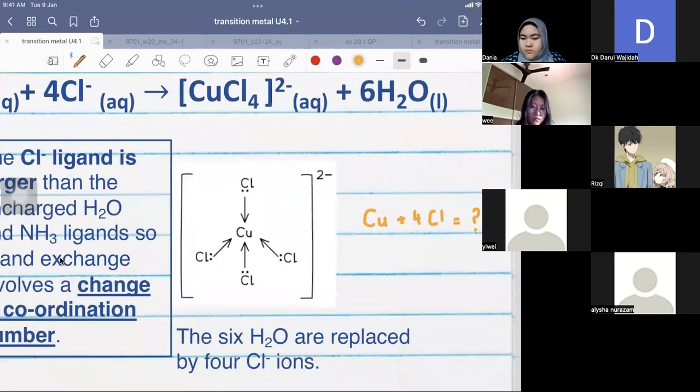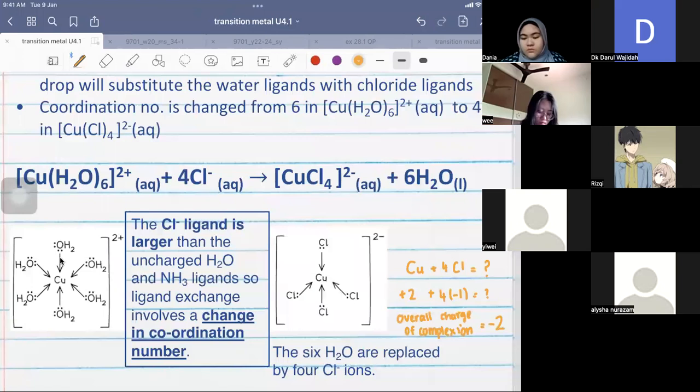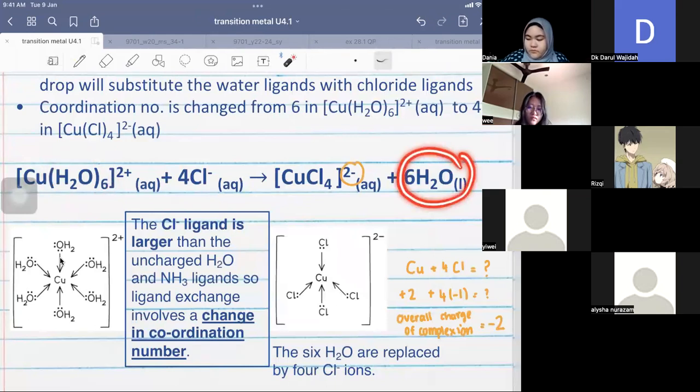This is how I work this out. I know that copper is +2. This is not an oxidation reaction, so the oxidation state of copper doesn't change. Plus, chloride is negatively charged, and there are four of them. So the overall charge of the complex ion is +2 - 4, which becomes -2. That's why you get CuCl4 2-. It's really easy to balance the equation. You don't have to stress. Since you kick out 6 water molecules, you will produce 6 water molecules as your other product.